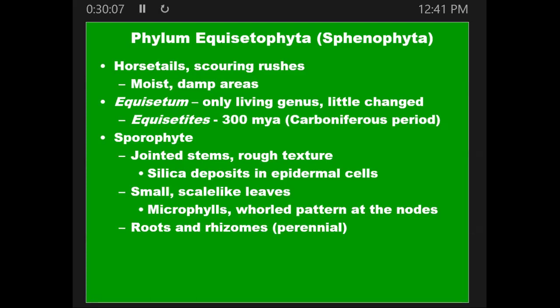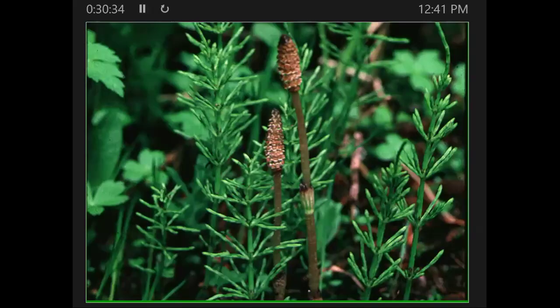So they tend to have perennial rhizomes, which means every spring they'll pop up a new sporophyte. And they do have true roots. So that's something to look for in the spring weather here: perennial sporophytes will be growing up now. And once you learn what they look like, they're easy to spot.